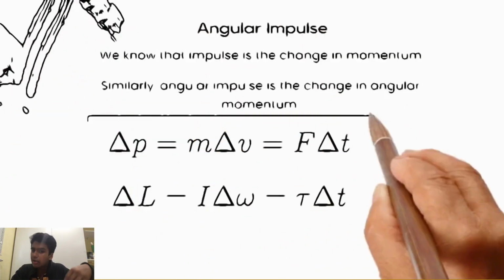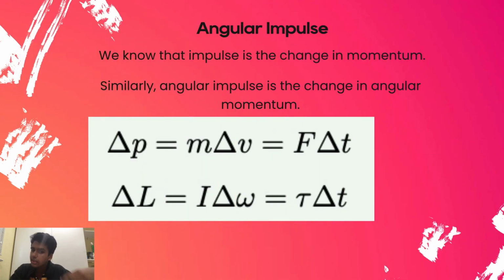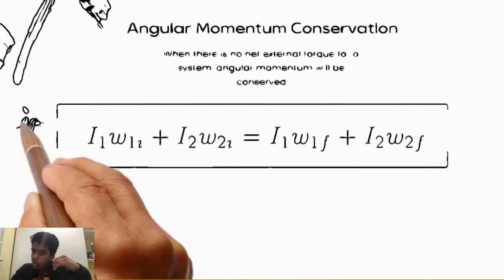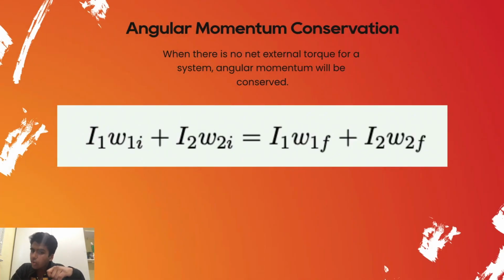Now let's learn about angular impulse, which is similar to the impulse we learned about when we were working with linear momentum. So basically, angular impulse is the change in angular momentum. And it's also equivalent to the torque times time. Now, angular momentum conservation. When there is no external torque on a system, then the angular momentum is conserved. So basically, pause the video and please observe this formula.